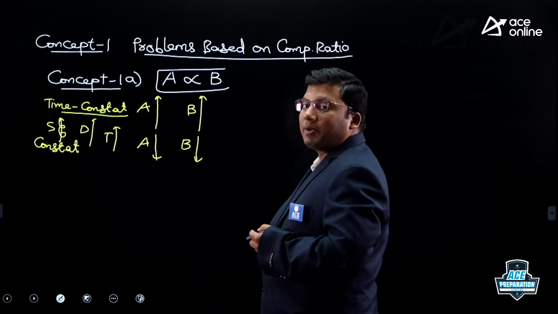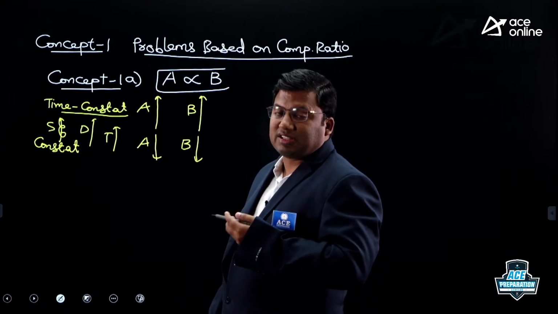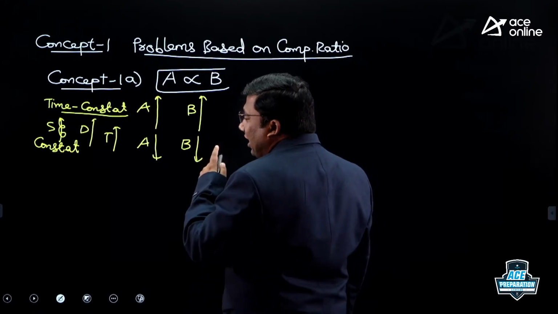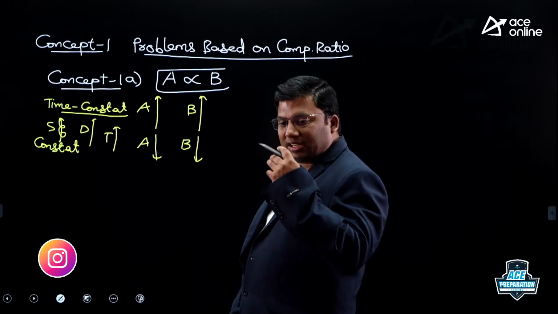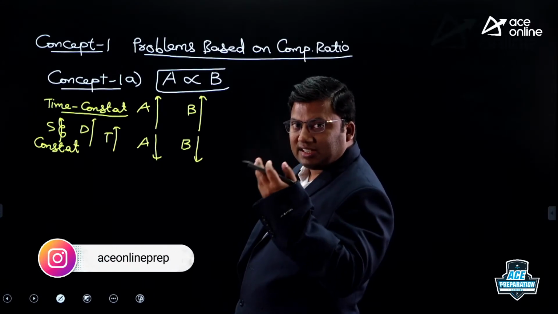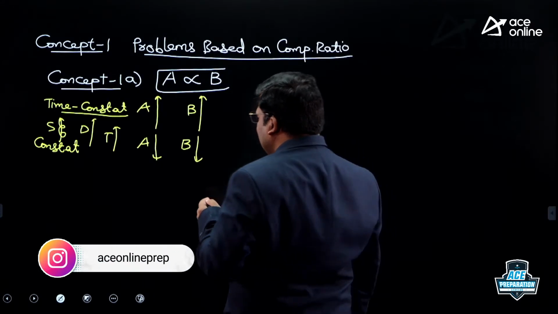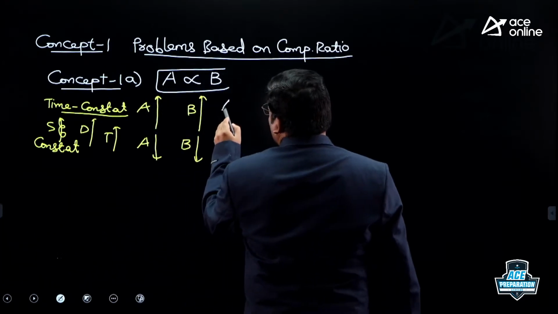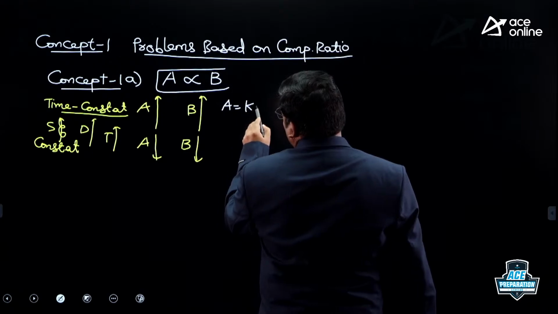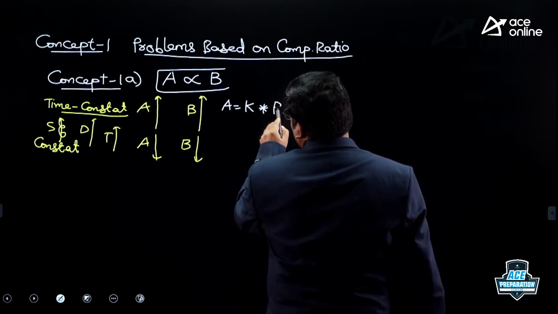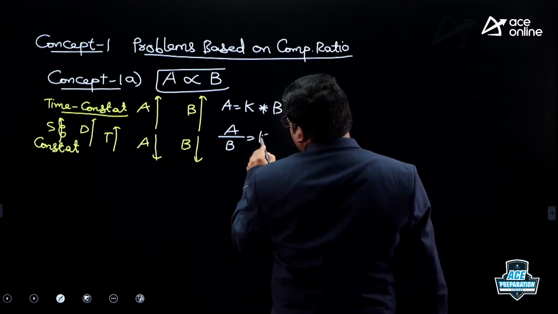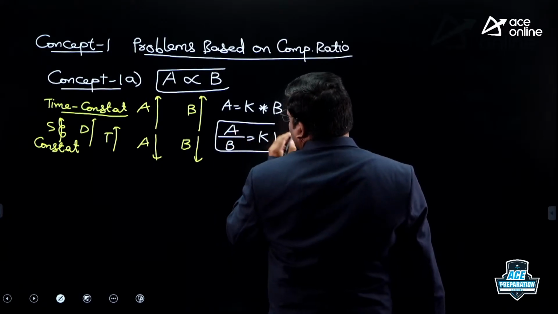Speed is directly proportional to distance, distance is directly proportional to time. Like that example, A and B are directly proportional to each other. A increases, B increases. A decreases, B decreases. Now if A is directly proportional to B, that means A equals K times B. A by B is equal to K.